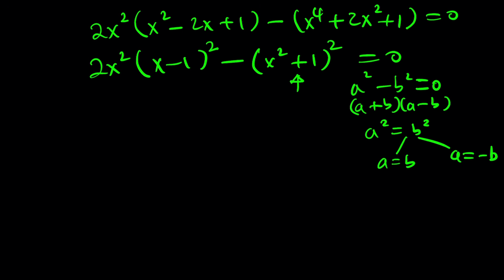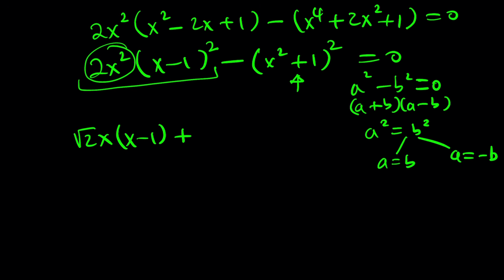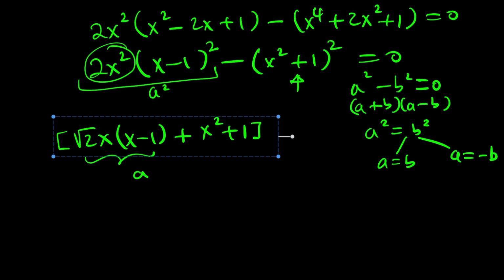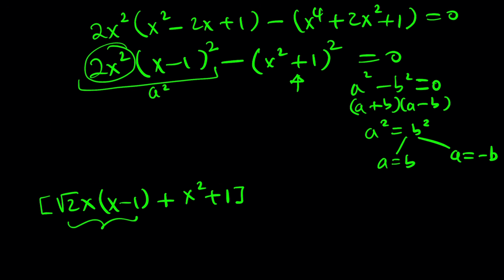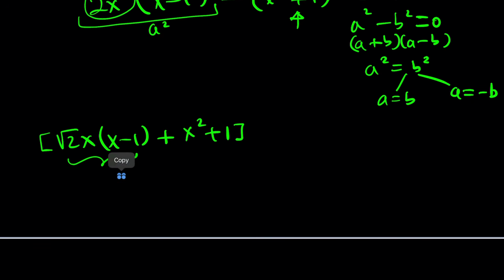So, by the way, if this is your a squared, you have to square root it, right? But let's just go with the positive square root. It's going to be root 2x multiplied by x minus 1 plus, this is my a, by the way, this is a squared, this is a, plus b, which is x squared plus 1, okay? And then this will be multiplied by, and I'll probably just move this out of the way so we can have more room. And this a should be here, okay?